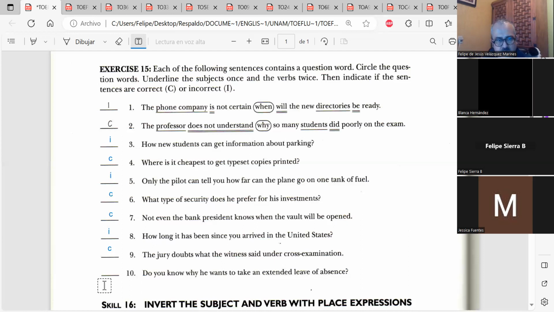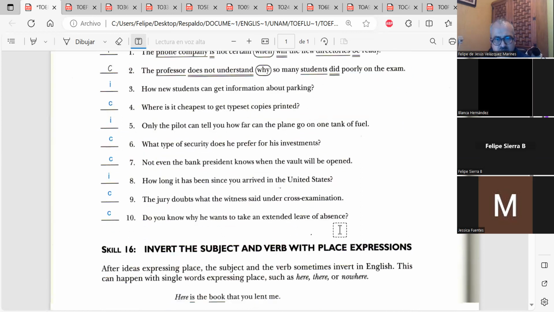And Jesse, number 10. Do you know why he wants to take an extended leave of absence? It is a question, so it is correct. But the question is, do you know, right? Do you know? Why he wants is a subordinate clause. It's correct.